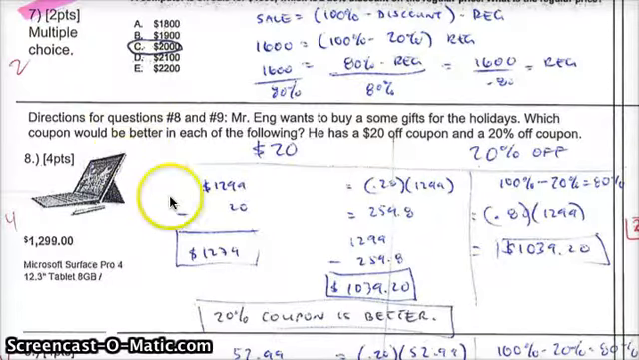Question number 8. Directions for questions 8 and 9. Mr. Ring wants to buy some gifts for the holidays. Which coupon would be better in each of the following? He has $20 off and 20% off.